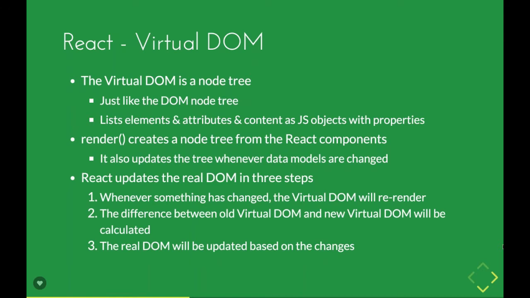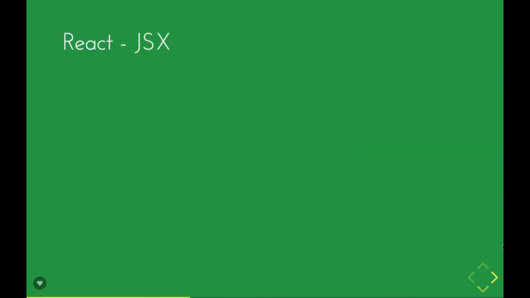And then from there, React updates the real DOM in 3 steps. Whenever something's changed, the virtual DOM will re-render. Then the difference between the old virtual DOM and new virtual DOM will be calculated. And then from there, the real DOM will be updated based on these changes. So instead of constantly having to work with the real DOM, which is very expensive, everything is handled virtually until you absolutely need to update the DOM. And at that point, you go ahead and do that expensive call.